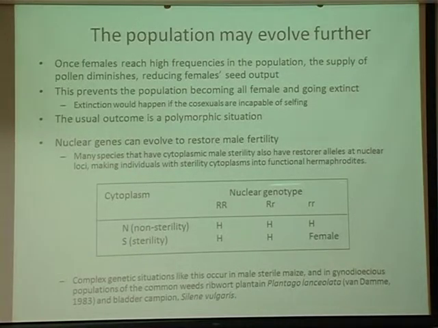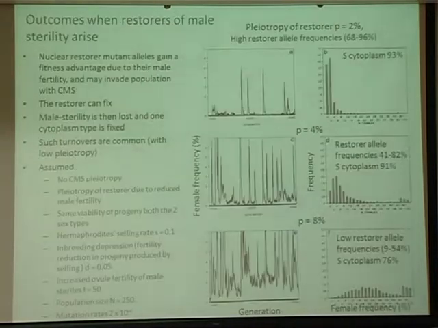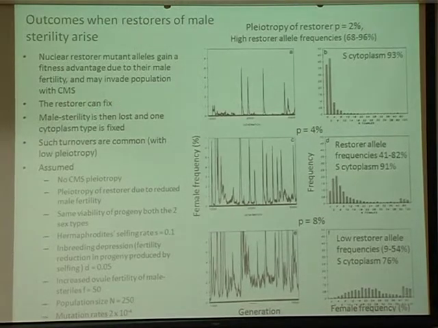You don't have to have these dominance relationships. You can have the situation where there are two different cytoplasmic types. They both cause male sterility depending on having the right genotype at nuclear loci. So you can have a specific restorer for this cytoplasmic sterility and a different restorer with a different genotype would be male sterile there. And so you can get all sorts of complications. But what I just want to emphasize with this complicated slide is that the restorer mutations that arise can often fix.